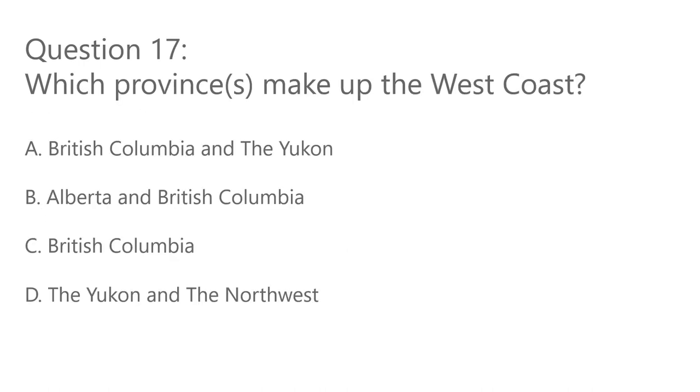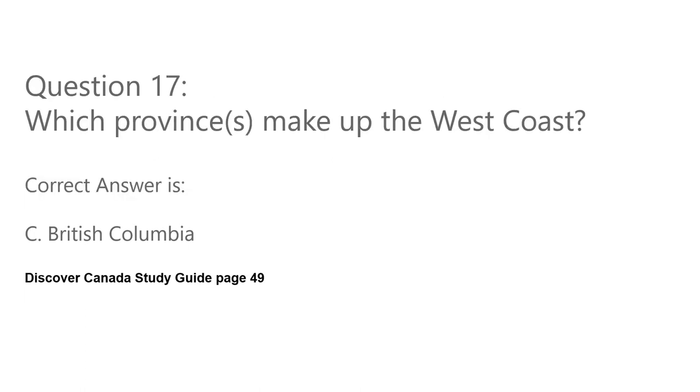Question 17. Which province or provinces make up the West Coast? A. British Columbia and the Yukon. B. Alberta and British Columbia. C. British Columbia. D. The Yukon and the Northwest. Correct answer is C. British Columbia. Discover Canada Study Guide, page 49.